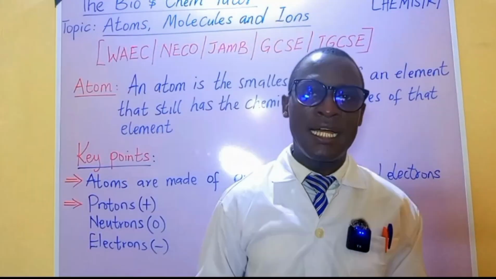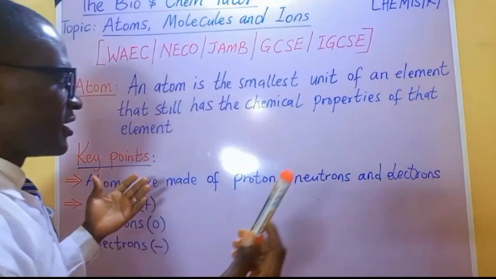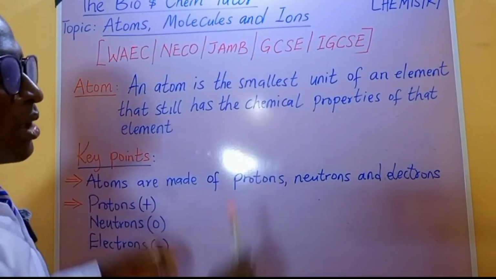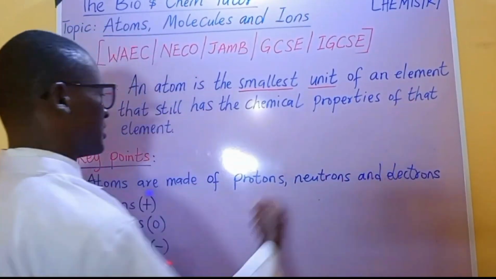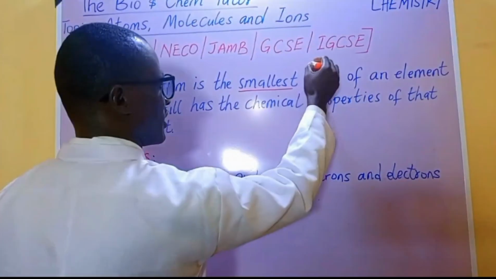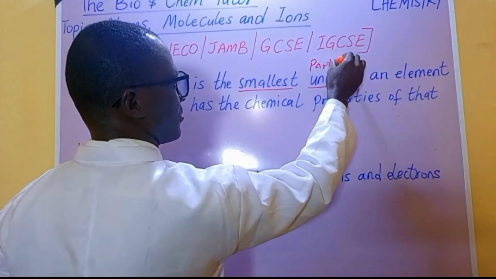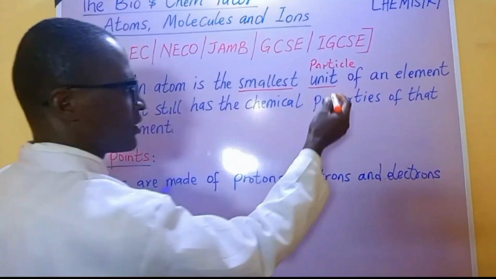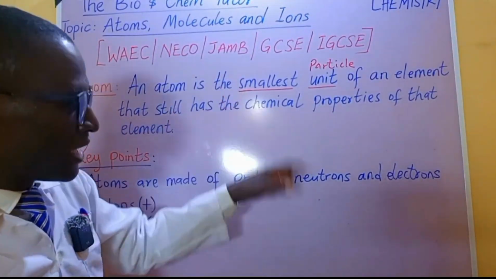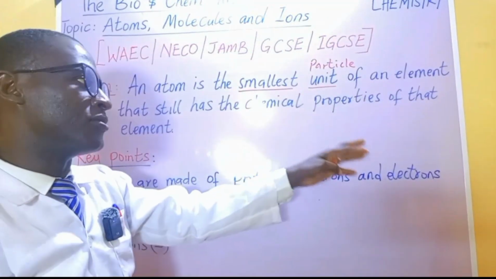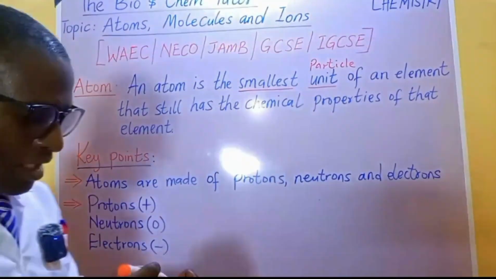For your exam definition, it may be very simple for you. It cuts across all exam boards. An atom is the smallest unit of an element. If you don't say smallest unit, you can say smallest particle, the smallest part of an element that still retains the chemical properties of that element.